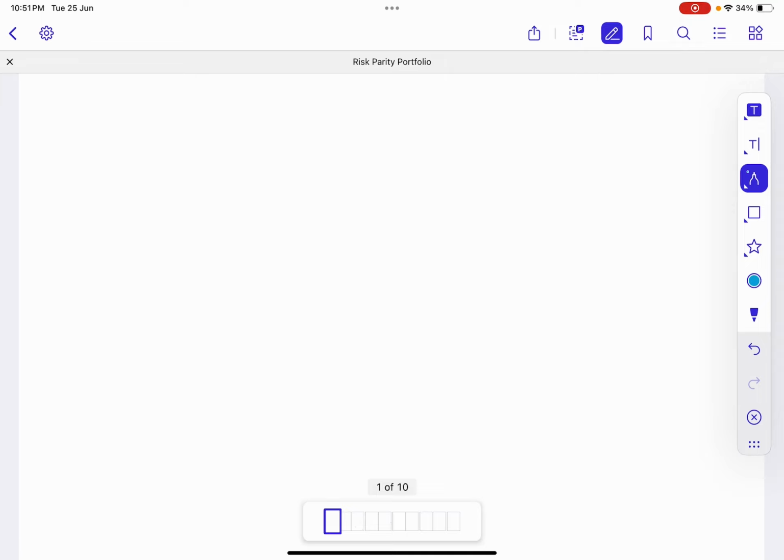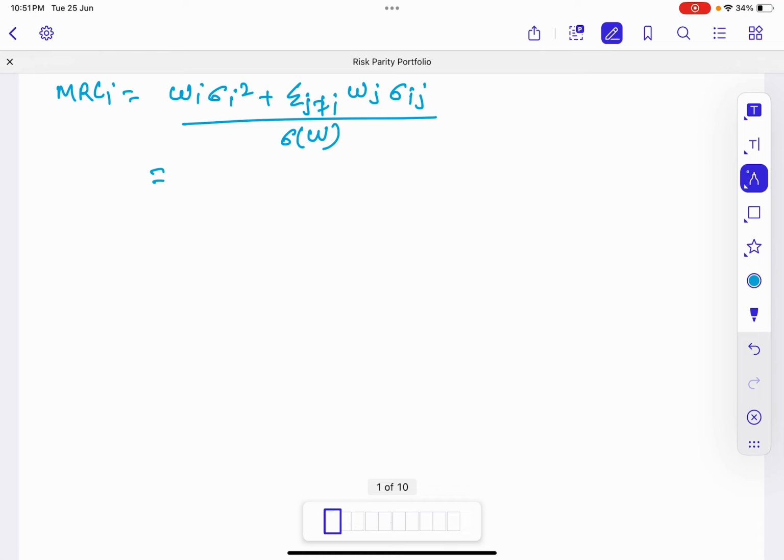Okay. So before starting, let us just redefine the marginal risk contribution. Marginal risk contribution of any asset i that we saw is basically weight of asset i into its variance, plus summation for all j not equal to i of omega j into the covariance of i with j, divided by the portfolio standard deviation. This marginal risk contribution can also be written in terms of matrices.